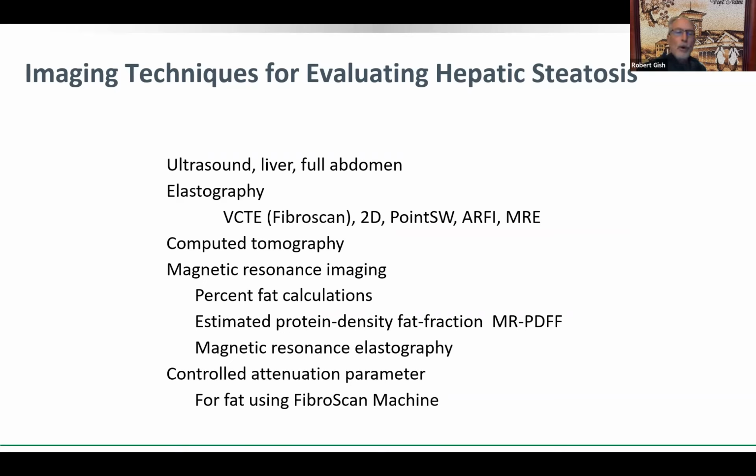There's 2D point shear wave, 3D shear wave, RFE, MRE. There's computed tomography, which is not so good, but MR is great for calculating fat fraction with the PDFF. You can also do MR elastography. Back to elastography, VCTE, that's FibroScan, but you can measure fat using what's called controlled attenuation parameter.